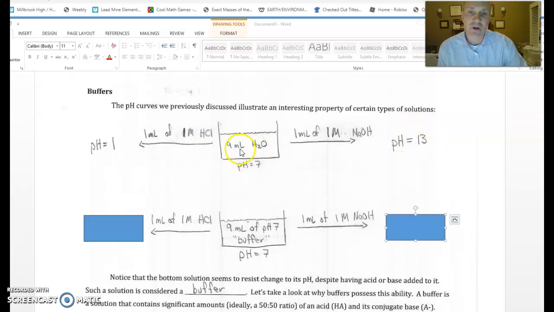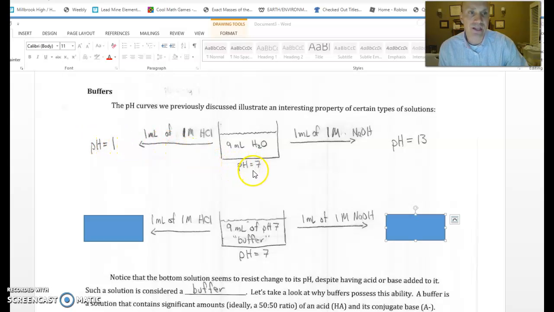Alternatively, if we took that same pure water and added a milliliter of 1 molar hydrochloric acid, which is a strong acid, we would get a solution which has the pH of 1. So what this illustrates is that when you take pure water, which is considered an unbuffered solution, even the addition of small amounts of strong acids or strong bases can have drastic changes in the pH.